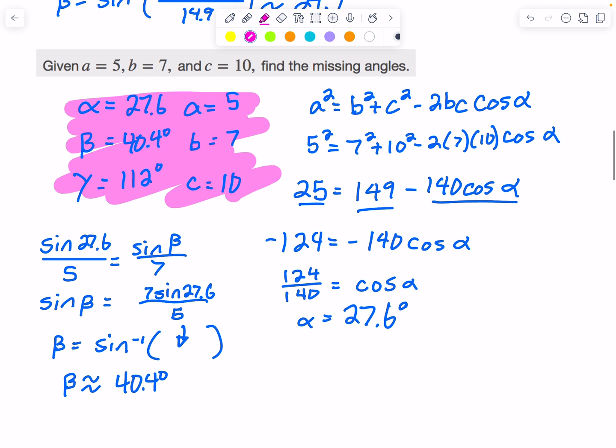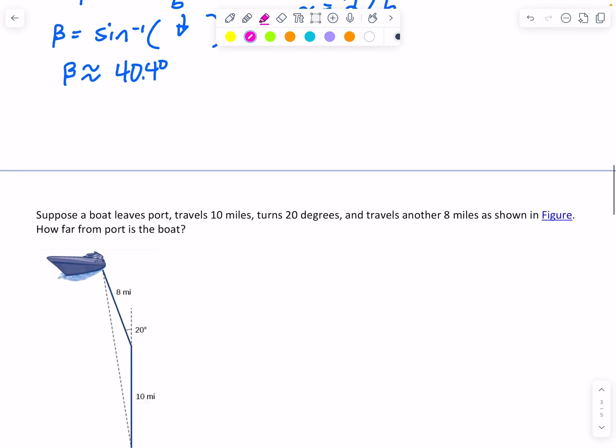Cool. So there's those three angles using the law of sines. Again, you'll use law of cosines, and then you'll have to use law of sines once after that, almost every time, depending on what they're asking for. All right, one more example here.